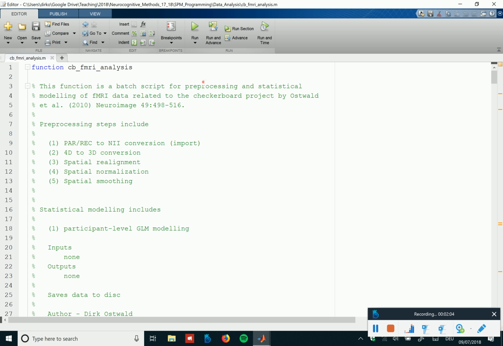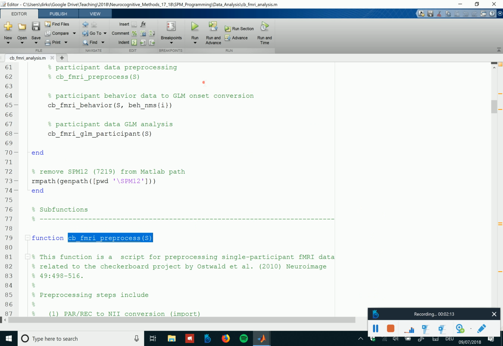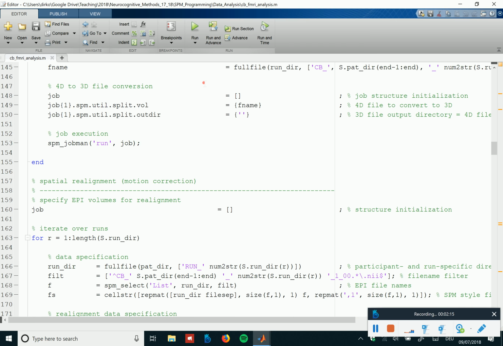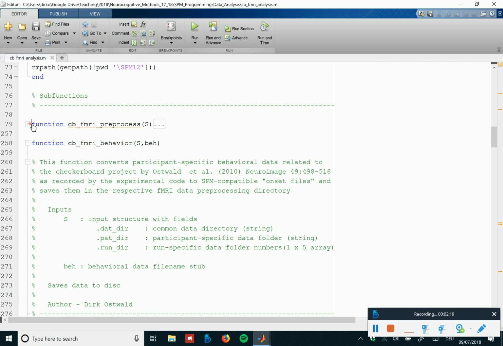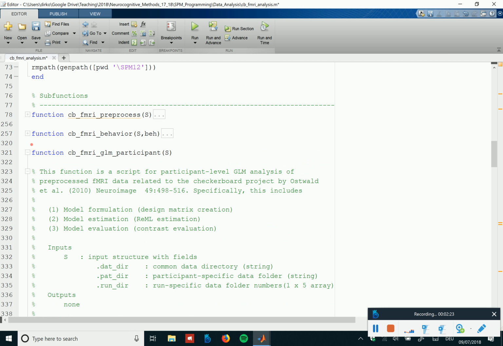So we went a little bit into participant level GLM modeling, and maybe let's go where we left off. So maybe I should close this one. And this one I will talk about in a second.